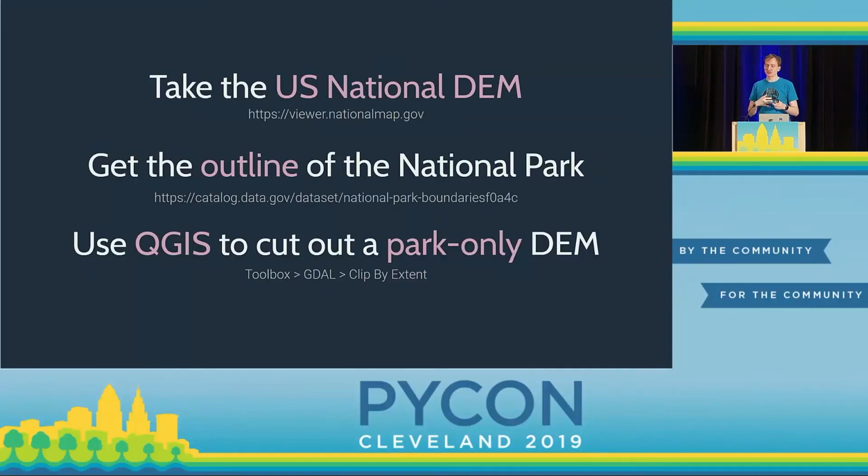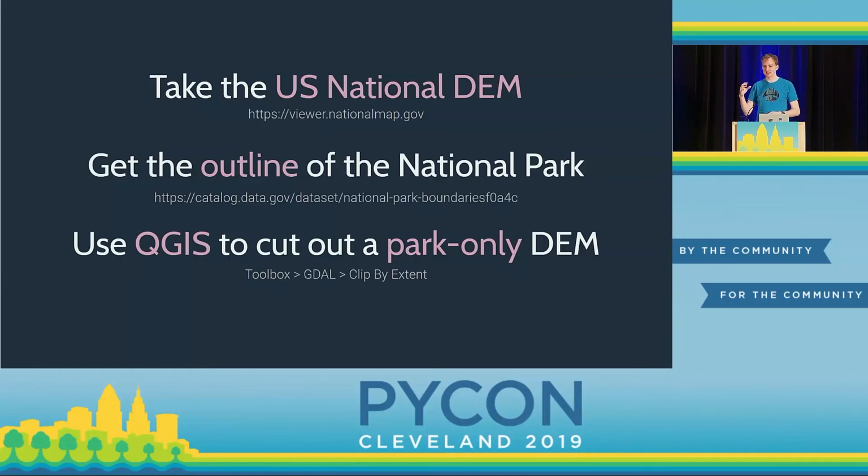Now, this requires a little bit of GIS work. This is like the only, I say it's non-Python. QGIS runs a lot of Python inside of itself. But as an example of what you do, you can take the US National DEM, which, as its name suggests, is a height map of the entire United States, which is amazing. Thank you, USGS, for that.